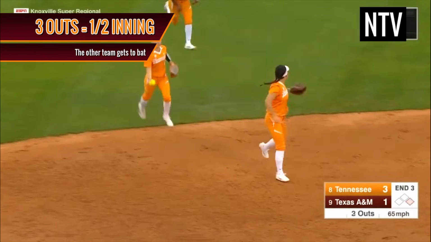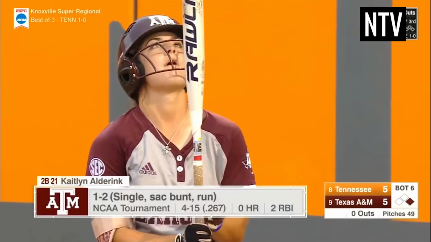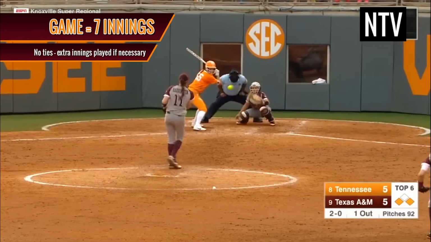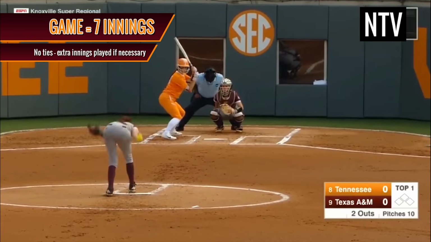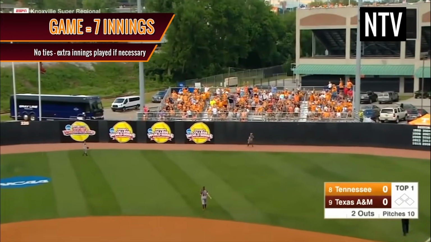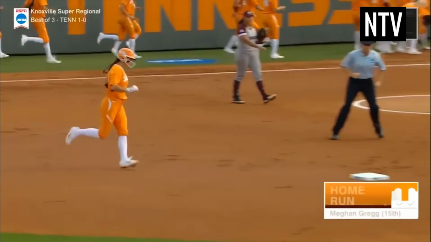Once 3 outs have been made, their half of the inning is over and the other team gets to bat. Once both teams have batted, this is known as an inning. The game is played over 7 innings. There are no ties in softball, so if the scores are tied after 7 innings, extra innings will be played to determine the winner.